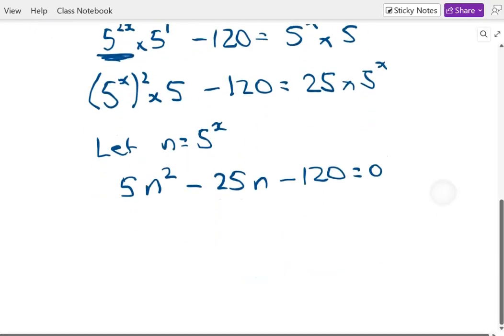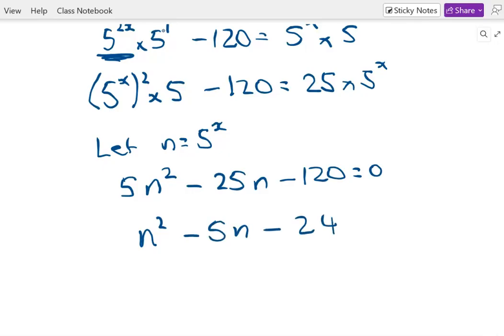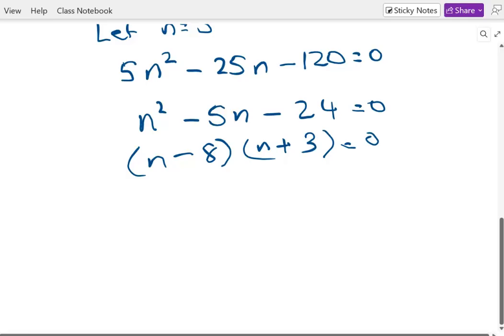So we've got a quadratic. I can divide out my common factor, which is 5. So I get n squared minus 5n minus 24 equals 0. It's a really nice, easily factorizable quadratic. What have I got? 8 and 3. So we'll have an 8 here and a 3 here: minus 8 and plus 3. Okay, so when we come to solve it, we get n is equal to 8, or n is equal to negative 3.